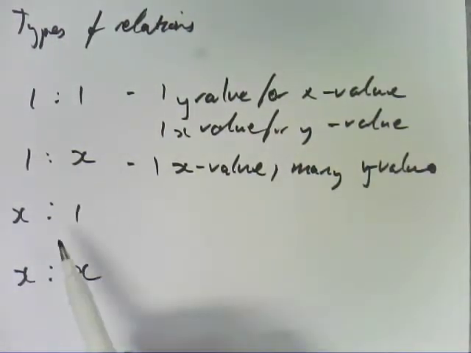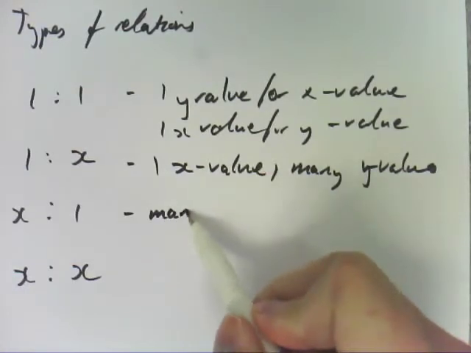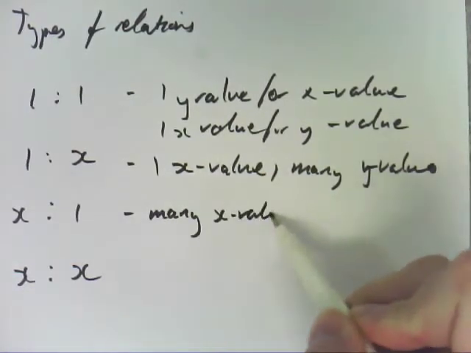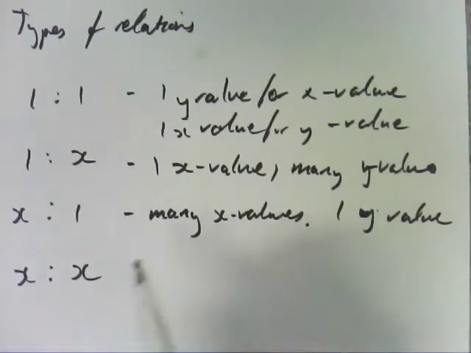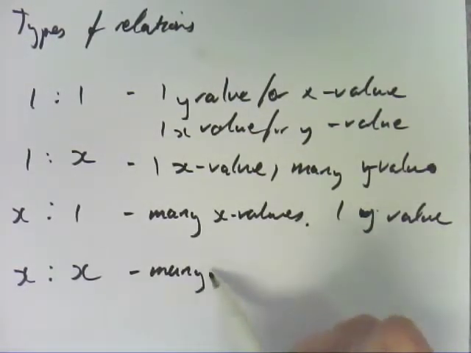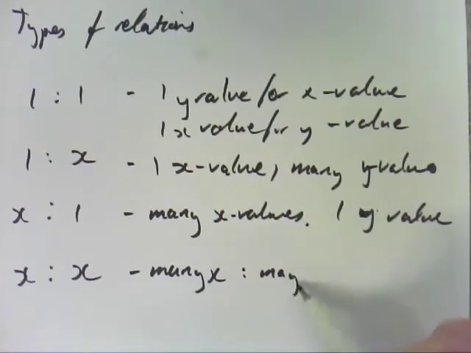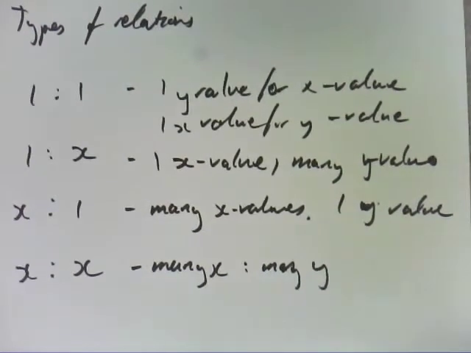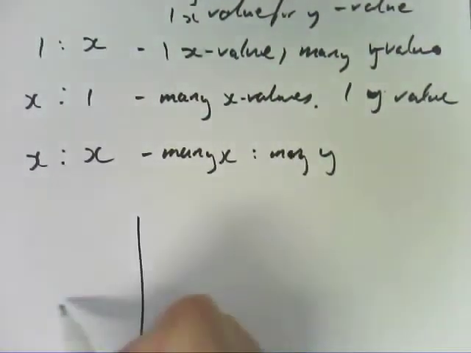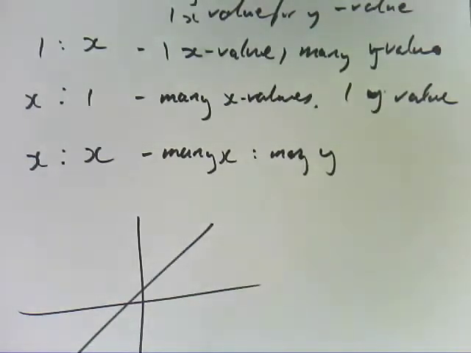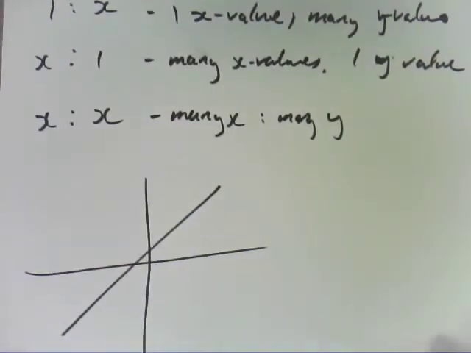Okay, a many-to-one, many x values for one y value. And many-to-many is many x to many y. Alright, does that make sense? So when you're looking at the graphs for these, you draw a vertical or a horizontal line to test this out.